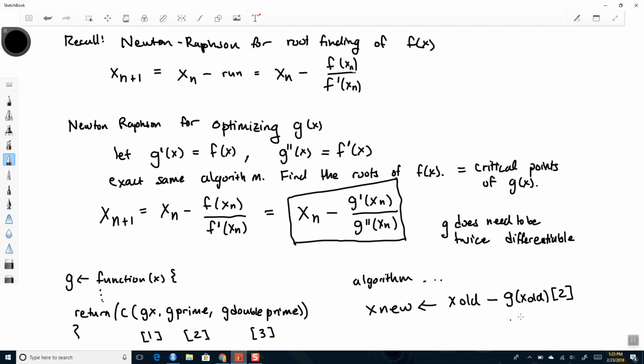So it's going to be gx old divided by gx old, the third value. Something like that. Okay, are there any questions on this? Sounds good? Makes sense?